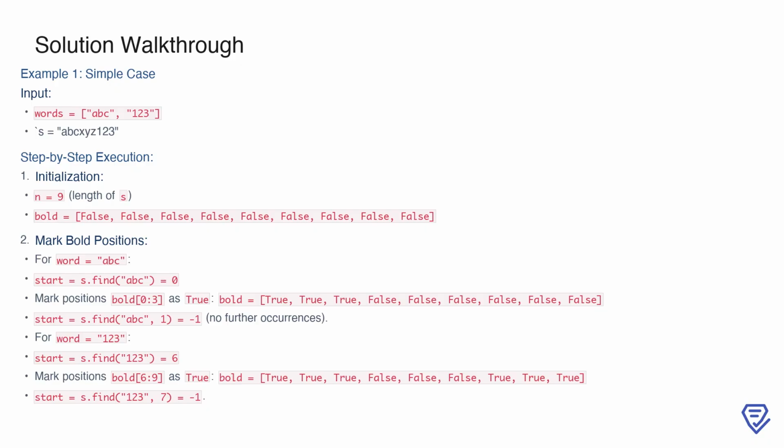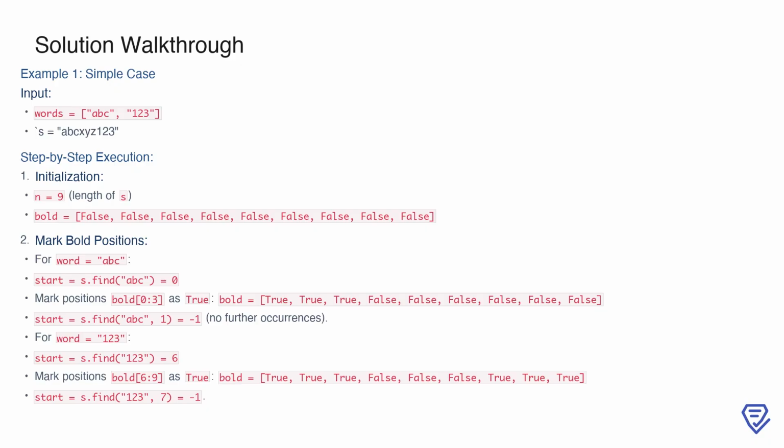To solve the problem of wrapping bold tags around specific words within a string, we start with an example where the input words array contains ABC and 123, and the string s is ABCXYZ123. First, we initialize a variable n to represent the length of s, which is 9, and create a bold array of the same length with all values set to false.